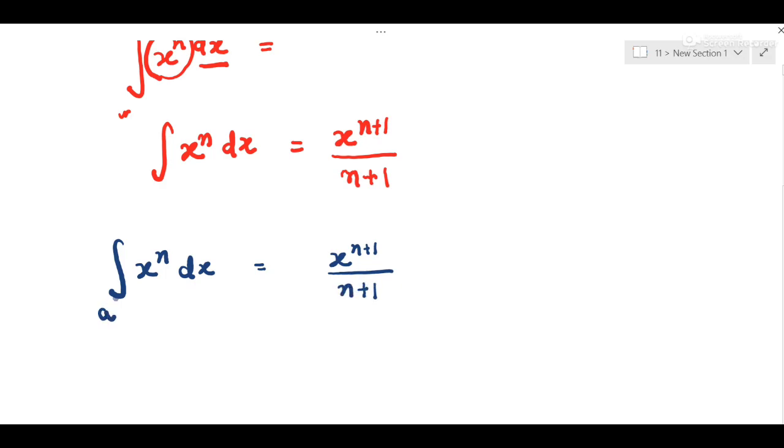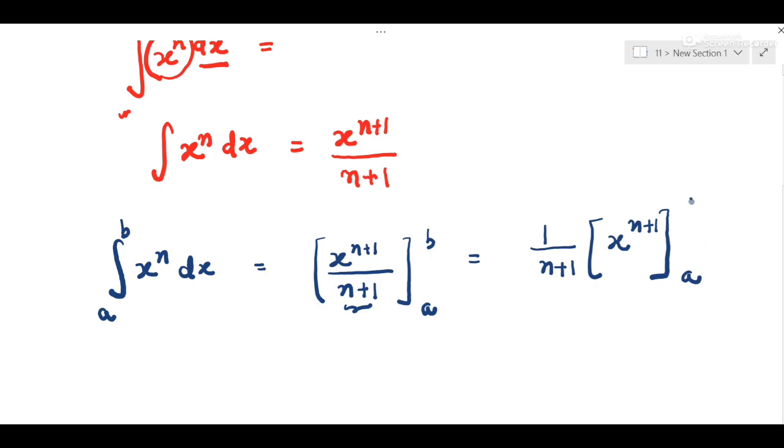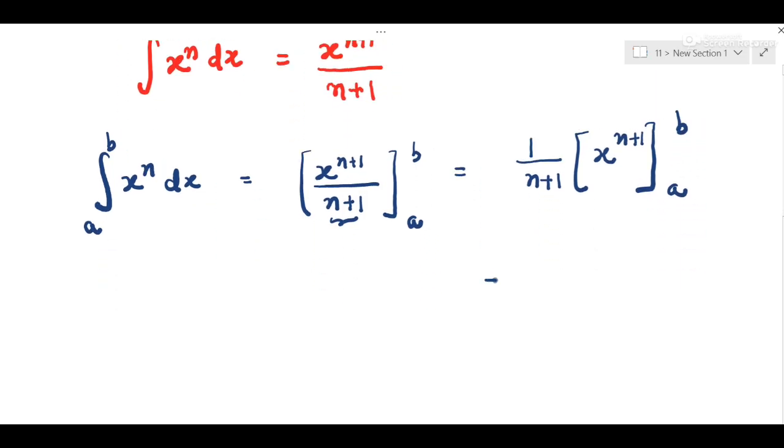Suppose limits are there from a to b. Then the limits would be put as they are, a to b. The constant will come outside, and the variable will remain inside with the limits. Now 1 by the constant as it is, and in place of the variable the upper limit will be put, and then minus the lower limit will be put. So this is how we do integration.